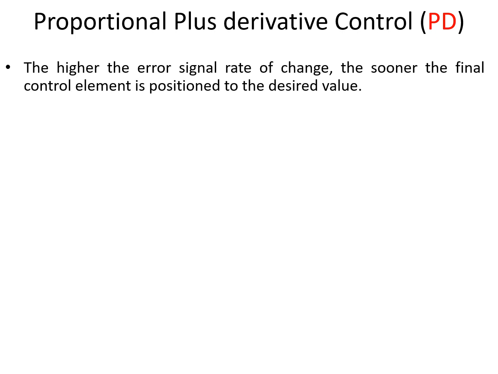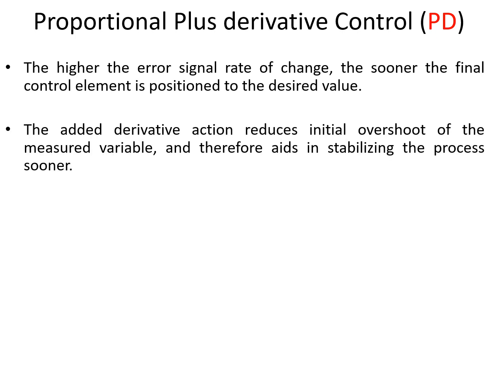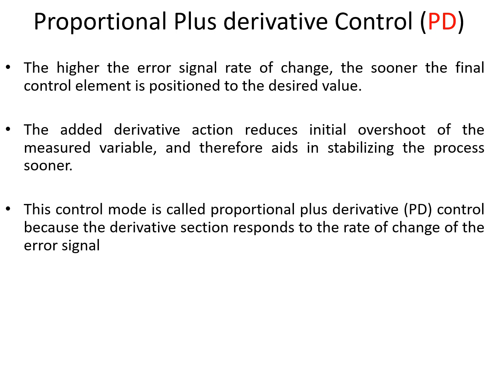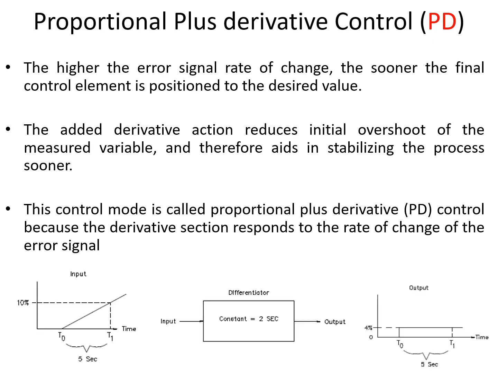Now coming to the other part of the PD controller: the higher the error signal rate of change, the sooner the final control element is positioned to the desired value. So we need a higher error signal. The added derivative action reduces the initial overshoot of the measured variable and therefore aids in stabilizing the process sooner. This control mode is called proportional plus derivative control because the derivative section responds to the rate of change of the error signal.